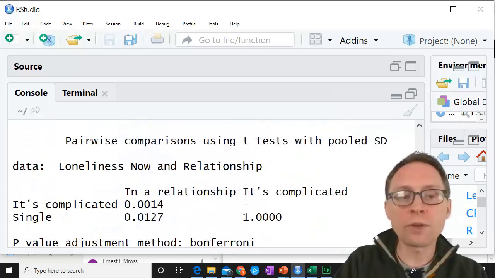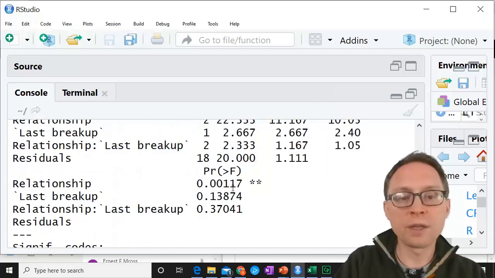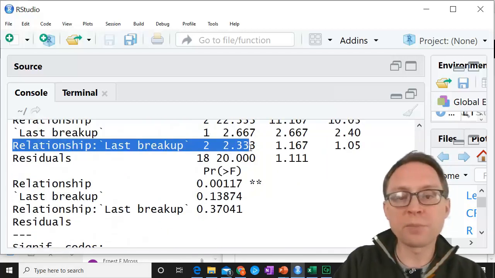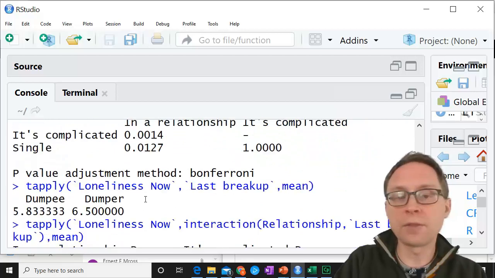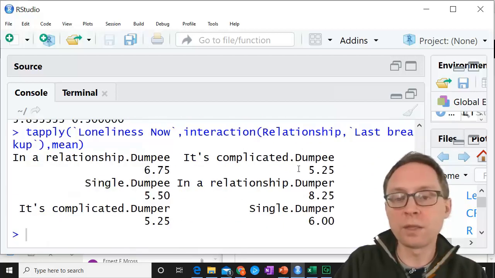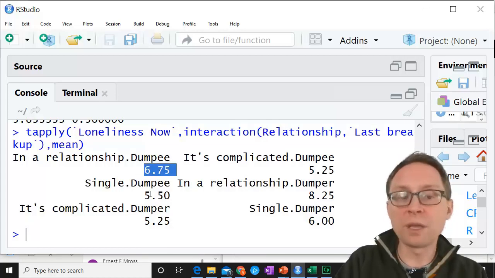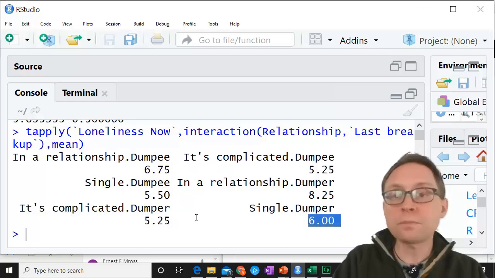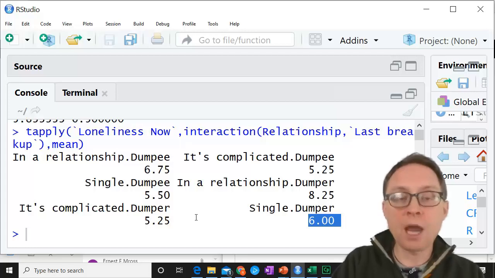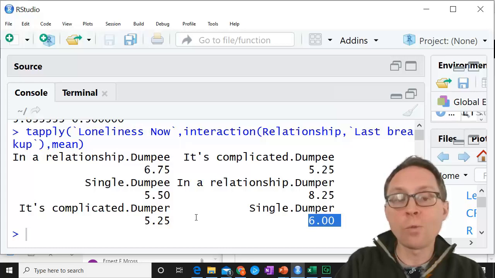And what it's saying over here, so let's take a look at our analysis of variance. This relationship by last breakup right here, and this p-value of it, they're not significant, saying that there is no significant difference between any of these 6 groups. No significant difference. A comparison, a main effect would be comparing this to that, right? In a relationship dumpee to single dumpee, that would be a simple effect. None of these simple effects are significant. Okay, we'll go ahead and stop there, and we'll talk about what to do when there are significant effects in the interaction in the next video.